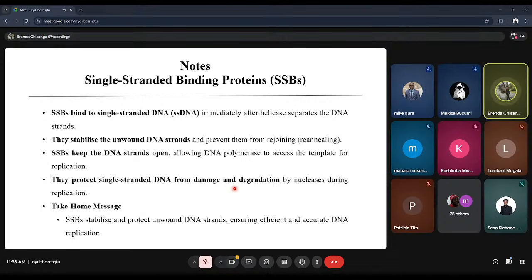In addition to the SSBs stabilizing DNA, another function is to ensure that the DNA, which is now a single strand, does not get damaged because now it is vulnerable. It is just a single strand. Remember, one of the reasons why RNA is very reactive is that it's a single strand. So this DNA molecule has to be stabilized to prevent damage or sometimes even being degraded by its own nucleases in the cell. So the take-home message here is that SSBs stabilize and protect unwound DNA strands, meaning they do not bind to double-stranded DNA. And also they stabilize and protect DNA.